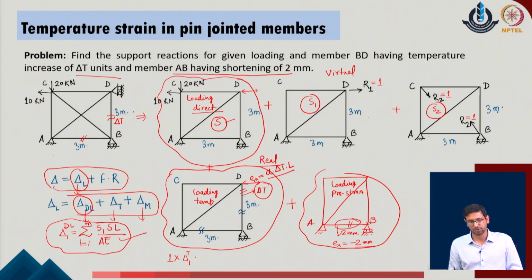This is equal to the net strain energy associated with this real and virtual system combination, and this can be defined as the summation of i equal to 1 to m for all the members, and we define the virtual system with respect to the forces. So, S of 1 into the deformations which are available in each of the members, which we call d of Ex, in the given system.